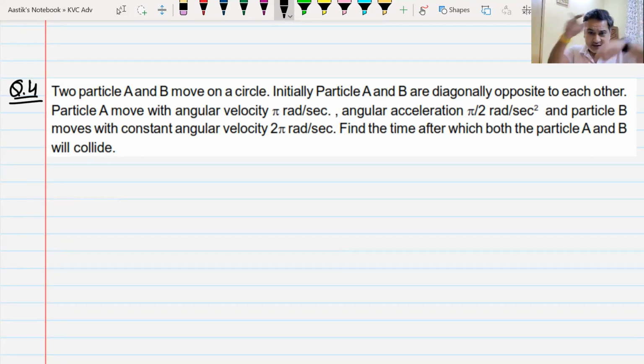They are moving in the same sense. Do we understand this? Yes, sir. If you want, I can show you the diagram. Do you want me to show you a diagram? No, sir. Then do it. Both are moving in the anti-clockwise sense.